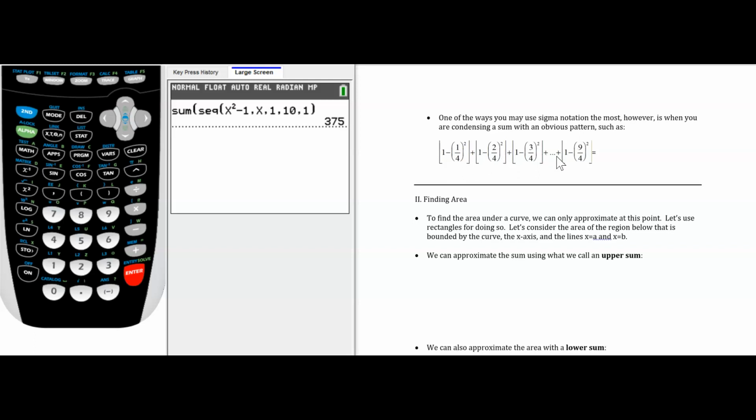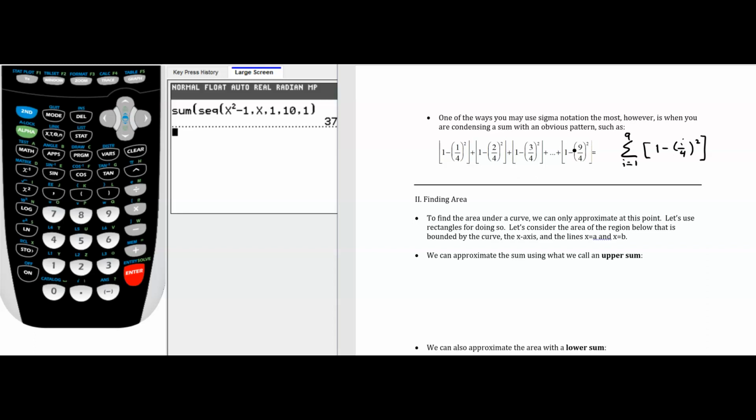Notice that we're adding all of these, and so this is nothing more than the sigma notation of, we could say, 1 minus I/4 squared, where I is going from what to what? Well, the very first value of I that we have is 1, and the very last value is 9. So I is going from 1 to 9. And so that's just a nice way to condense something like this.